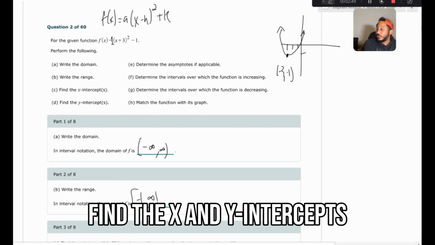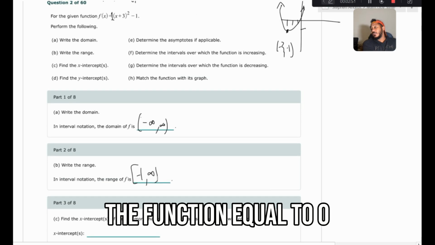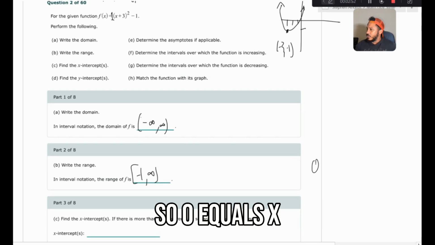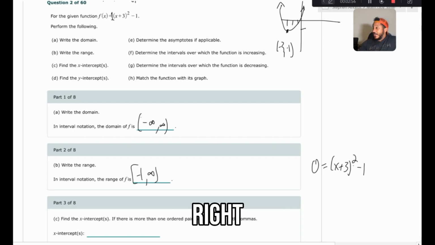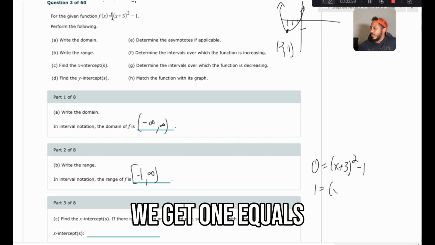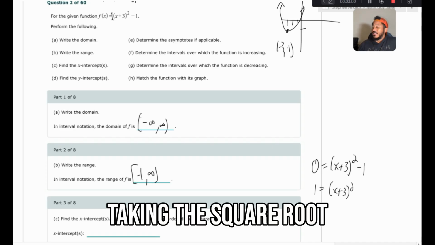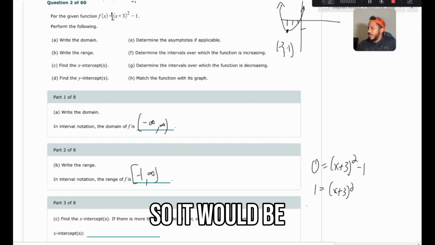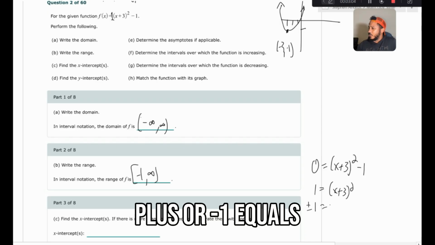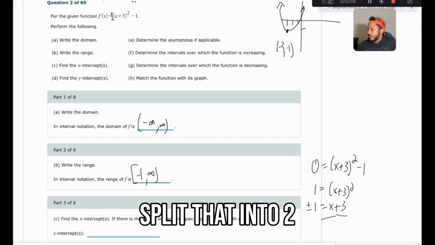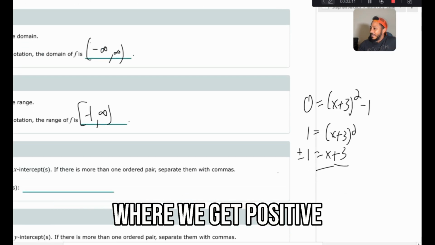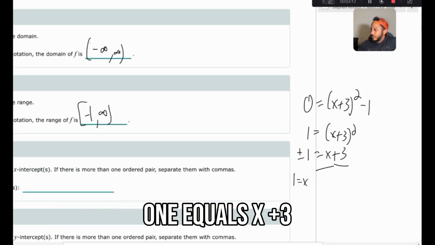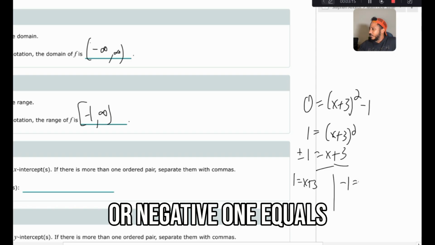Find the x and y intercepts. So to find the x-intercepts, again, set the function equal to 0. So 0 equals x plus 3 squared minus 1. And solve for x, right? Adding 1, we get 1 equals x plus 3 squared. Taking the square root, don't forget the plus or minus, right? So it would be plus or minus 1 equals x plus 3. And so we can split that into two separate scenarios, where we get positive 1 equals x plus 3, or negative 1 equals x plus 3.